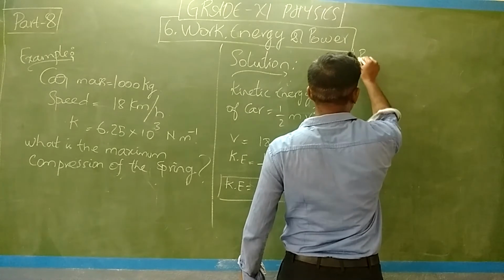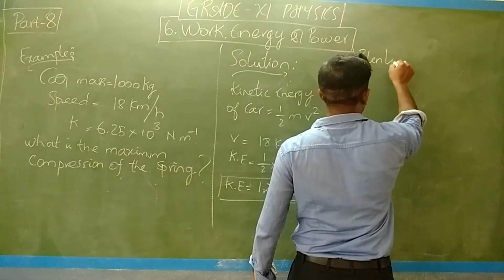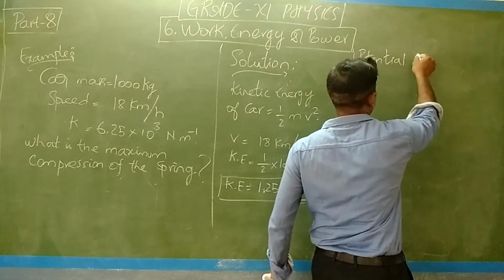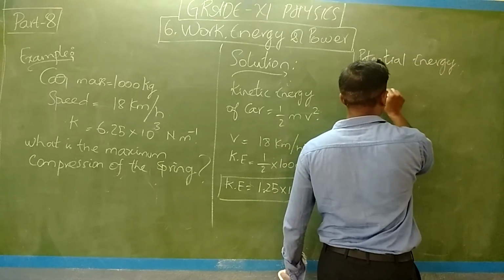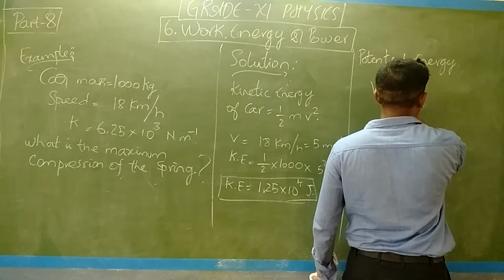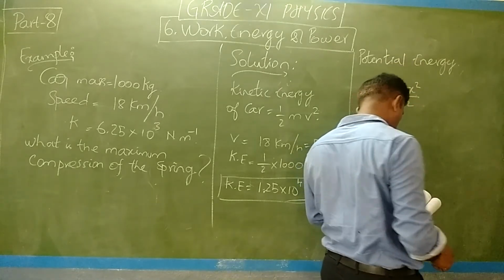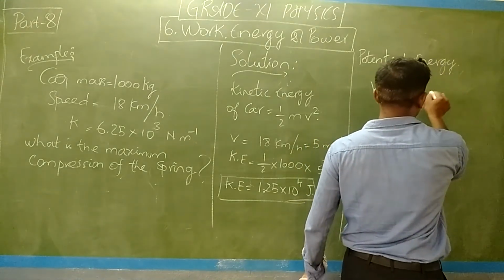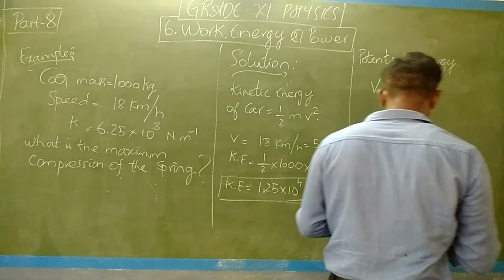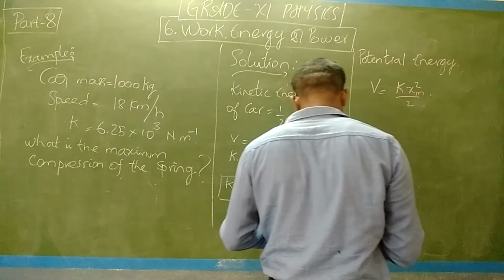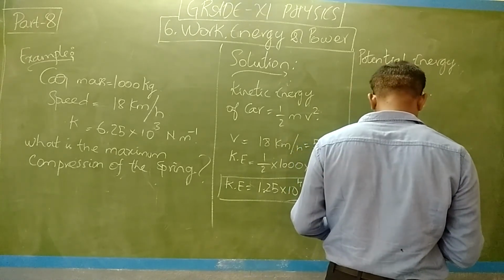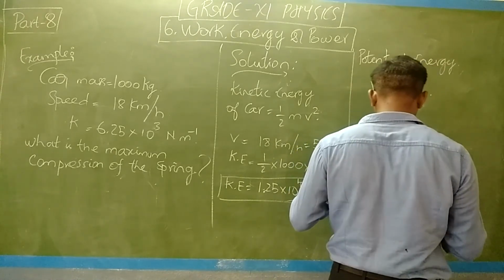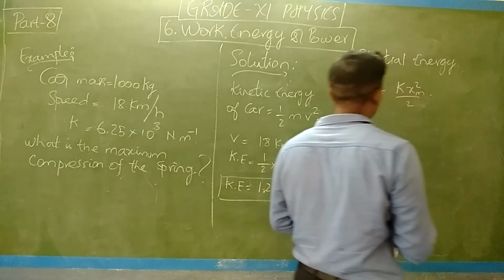So potential energy, what is the formula? V equal to kx square by 2. So kxm square by 2.